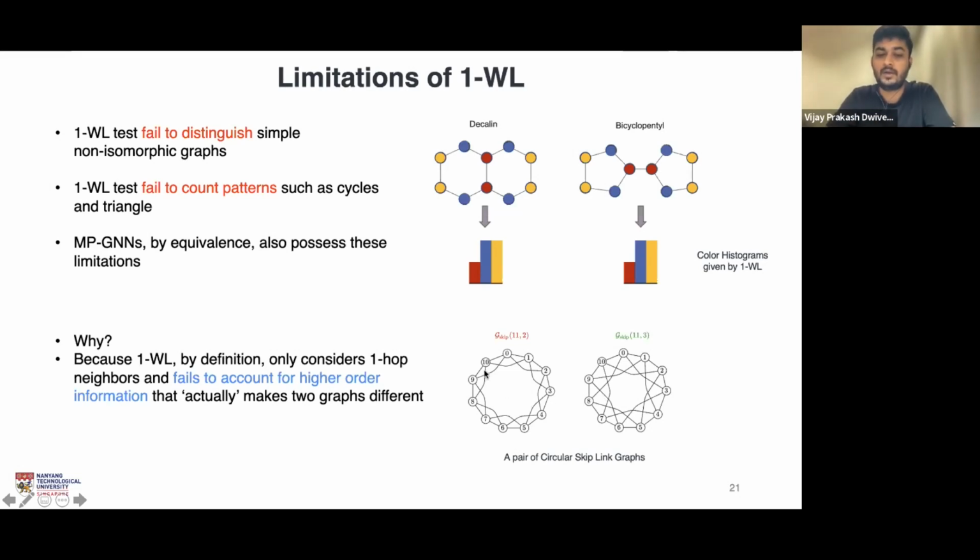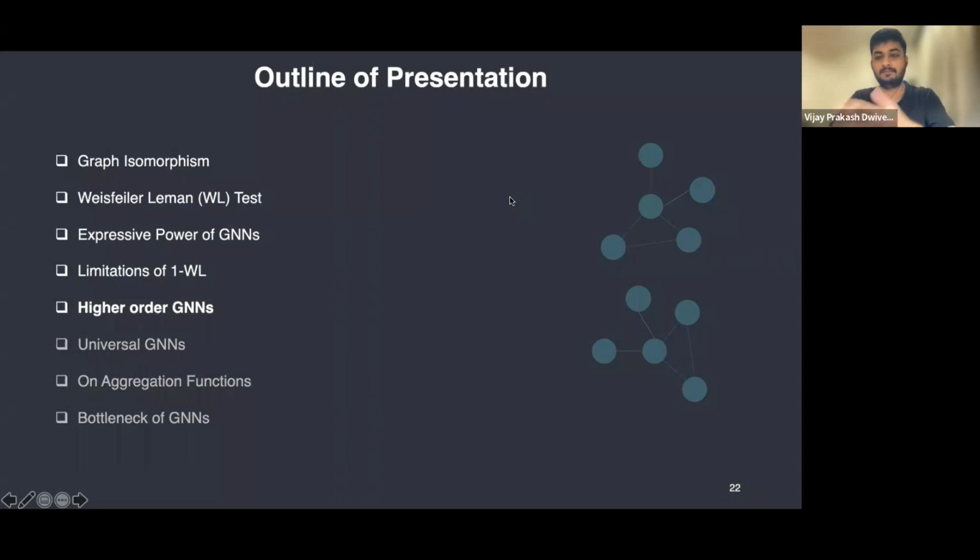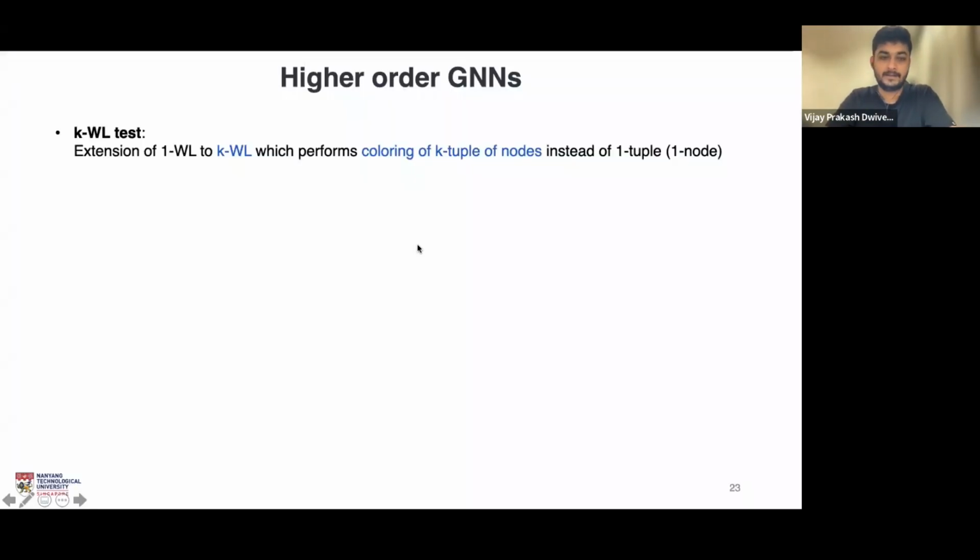This is because 1WL considers only one hop neighbors. Each of the nodes has 4 neighbors, and there's no distance information present, like what is the hop that is being connected. So basically, these are the limitations of 1WL. And because of these limitations, it gives rise to a new class of architectures, which are called higher order GNNs.